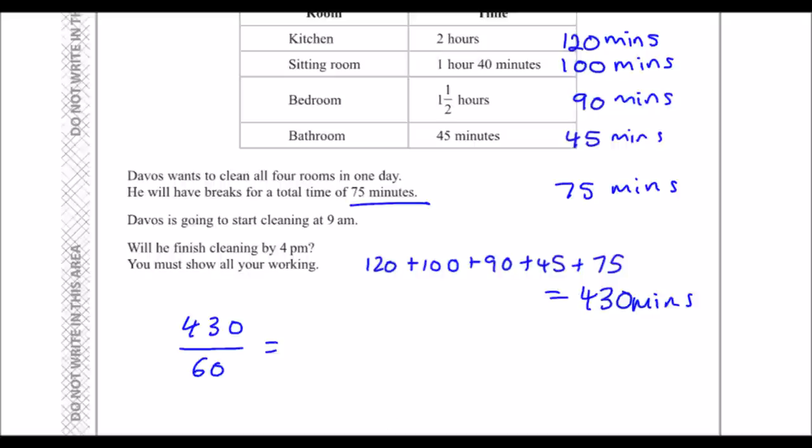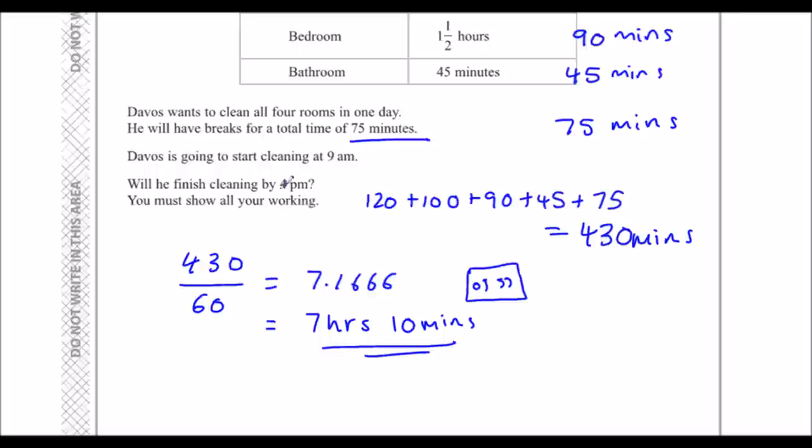But there is a button you can press on the calculator. So this comes out as 7.1666 recurring. If you press the time button, which looks like this, it will change it into hours and minutes. So 7 hours and 10 minutes.